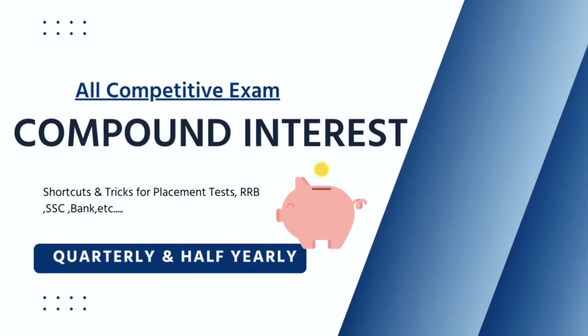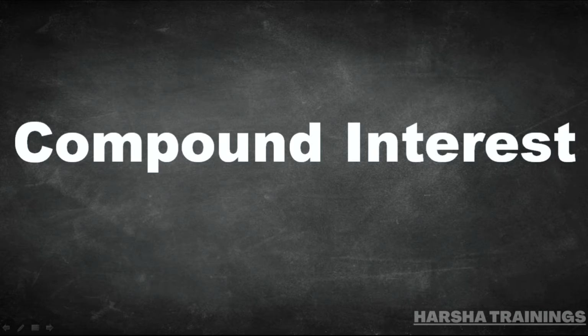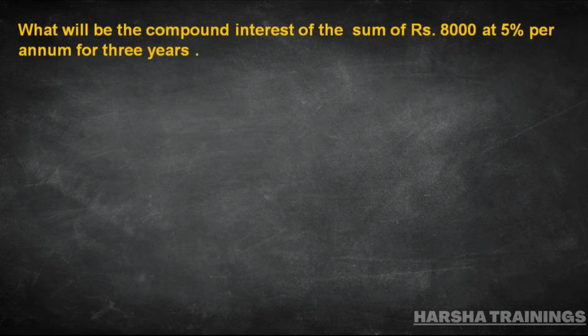Today we are going to discuss one of the important topics, compound interest. So move on to the first question. The given question: what will be the compound interest of the sum of 8,000 rupees at 5% per annum for 3 years? Okay, so first of all, the compound interest formula.